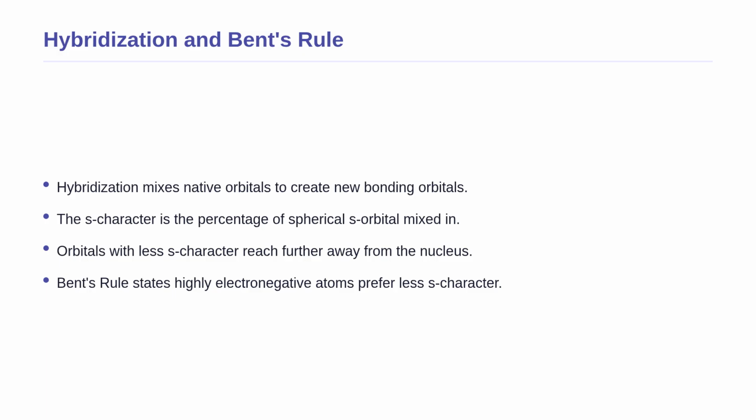According to Bent's rule, highly electronegative atoms prefer to occupy these positions with less S character. This perfectly suits their greedy nature, as they want to pull electrons further away from the central atom.